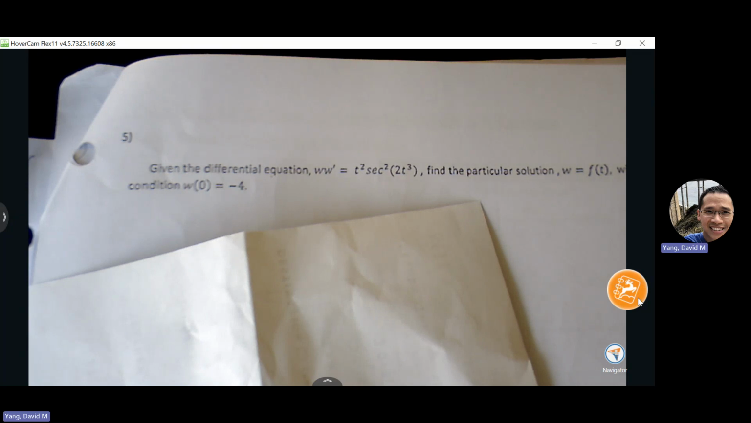Okay, the hint is, can you catch yourself avoiding a common mistake that many students make? Okay, so that's the hint. Substitution. There's only one variable here.